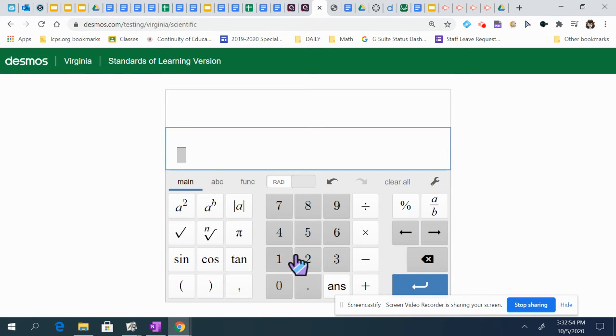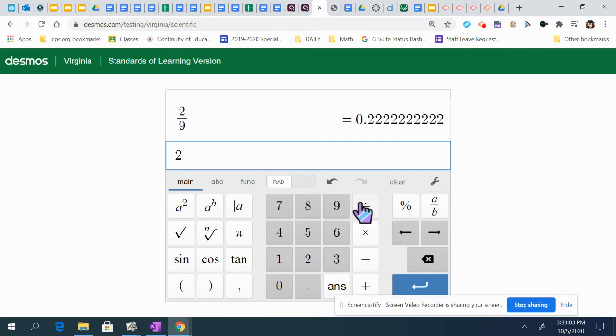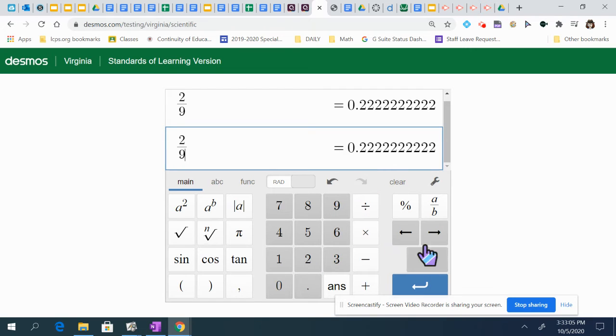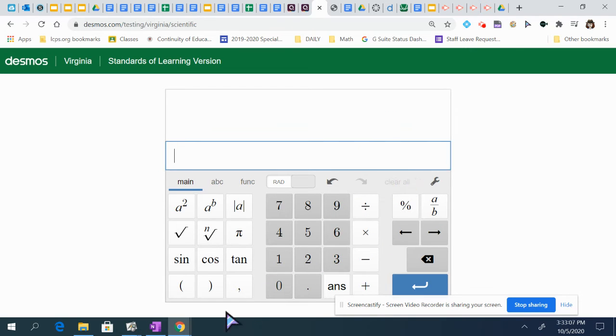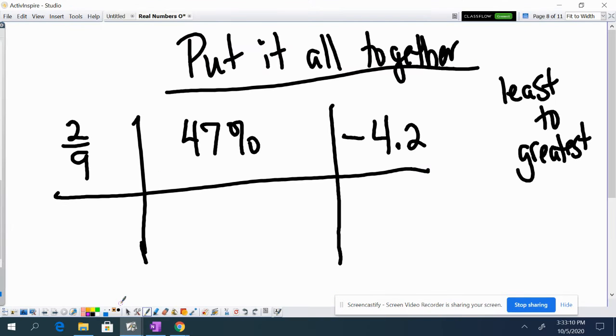I like to use Desmos because it puts it in there for me and it does the division. I don't have to think about it. If you don't have Desmos handy, remember it's top divide bottom, and you get the same answer, 0.2 repeat. So I'm going to write that down.